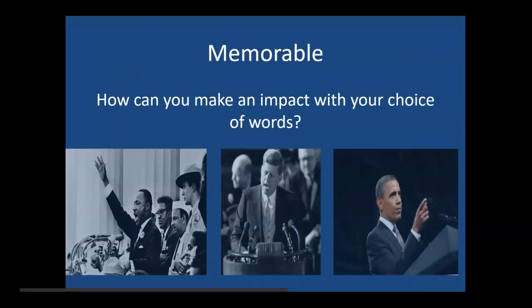All right, so another way to be memorable in addition to visual aids is how you choose to use your words. So our language skills are becoming more important. So how can we make an impact with your choice of words? Just by looking at the 3 people that are on the screen, something that immediately pops into my head is the use of repetition with words, because repetition can be really powerful. Not only is this something you want to keep in mind for your informative speech, but you also want to keep this in mind as you move forward into your persuasive speech.